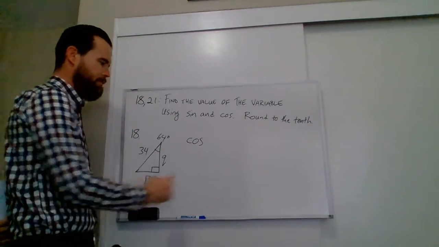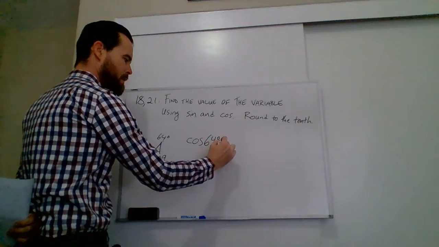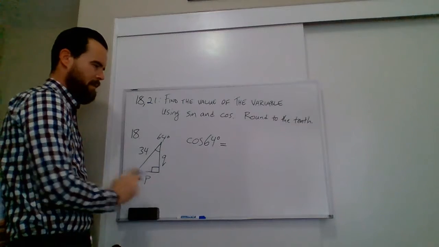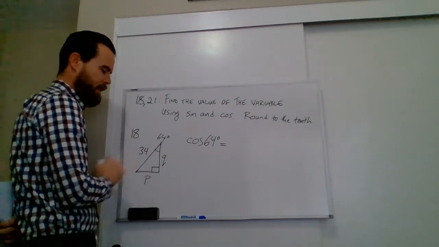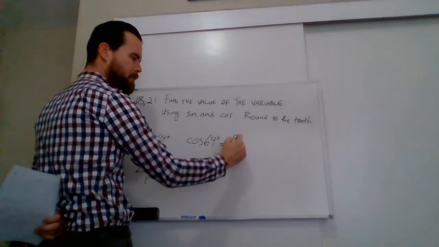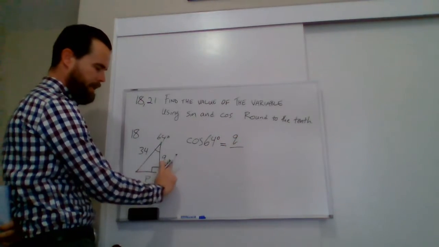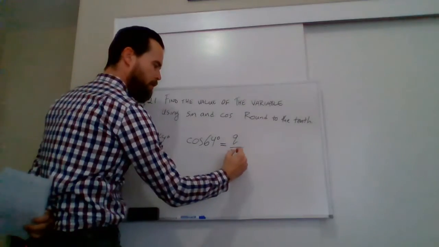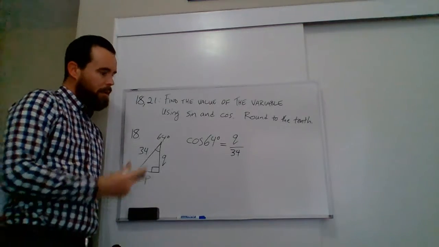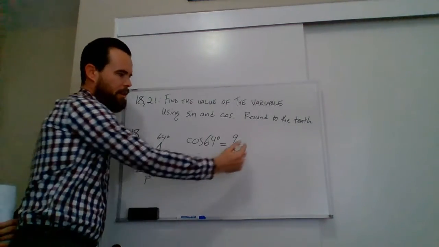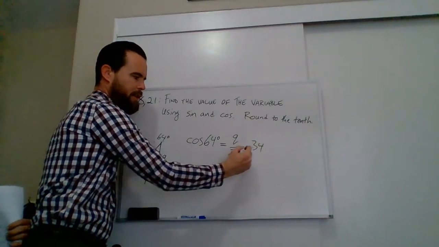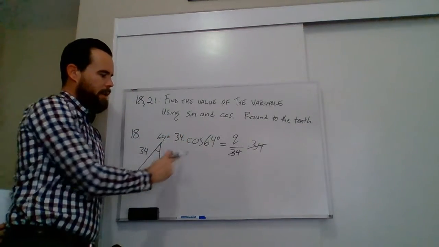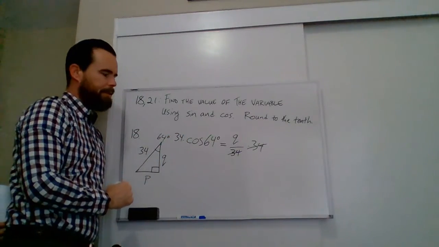All right, so cosine of 64 degrees equals, is it adjacent or opposite? Cosine is adjacent over the hypotenuse. We're looking at Q, because this side length here is adjacent, touches this 64 degree angle, over 34. Now we just got to solve for Q, a little bit of algebra. So we'll multiply both sides by 34. On this side it cancels out, and on this side we have 34 times the cosine of 64 degrees.